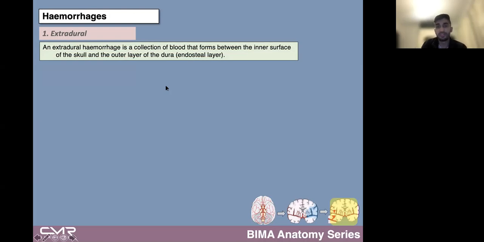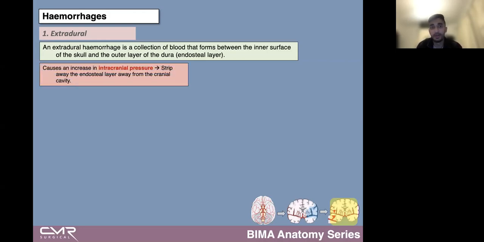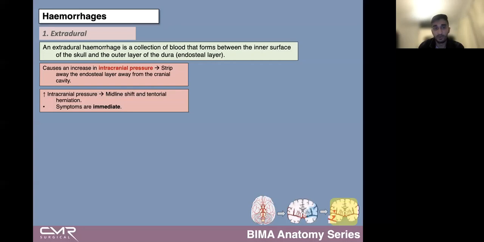An extradural hemorrhage is a collection of blood that forms between the inner surface of the skull and the outer layer of the dura, also known as the endosteal layer. This strips the endosteal layer away from the cranial cavity, and that causes an increase in intracranial pressure, which causes a midline shift and tentorial herniation.